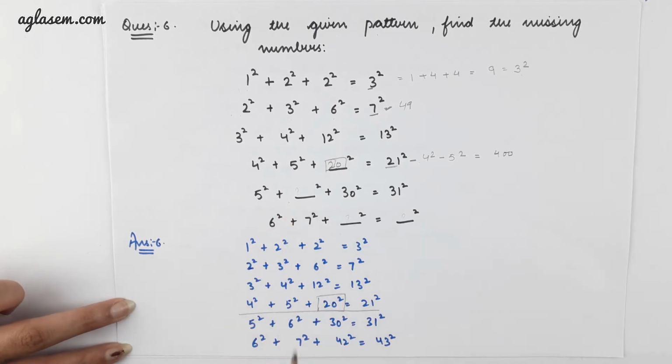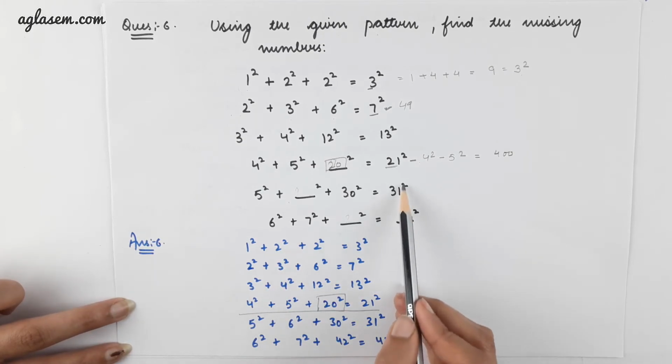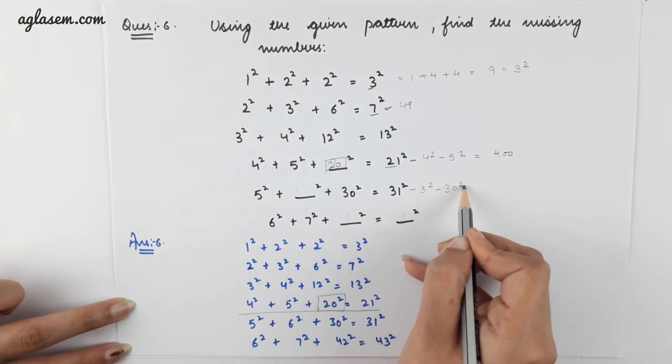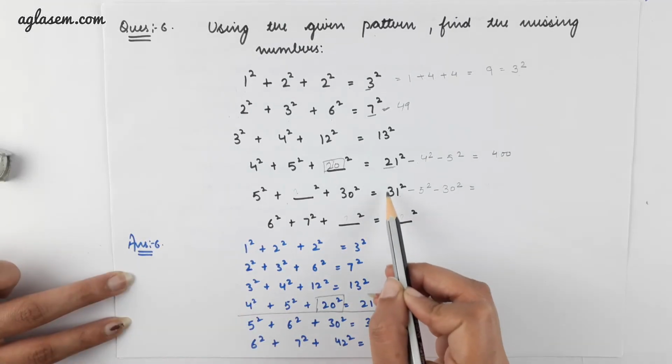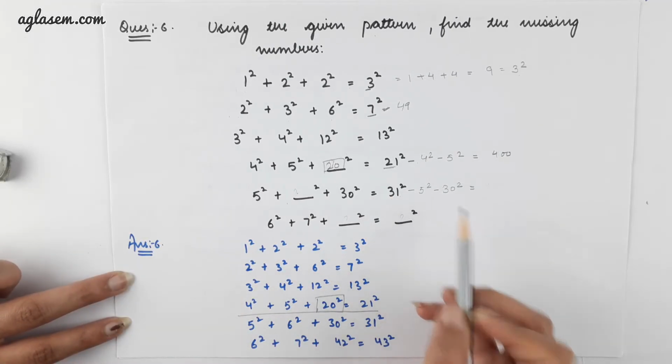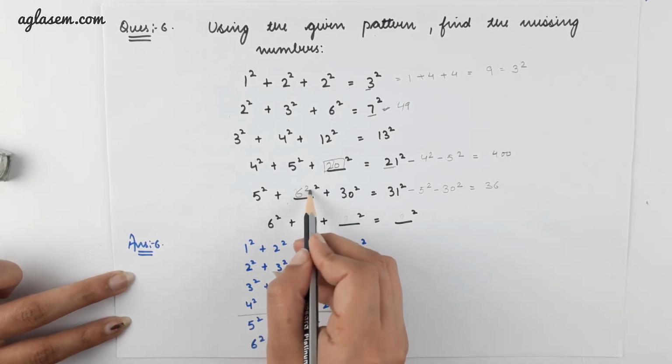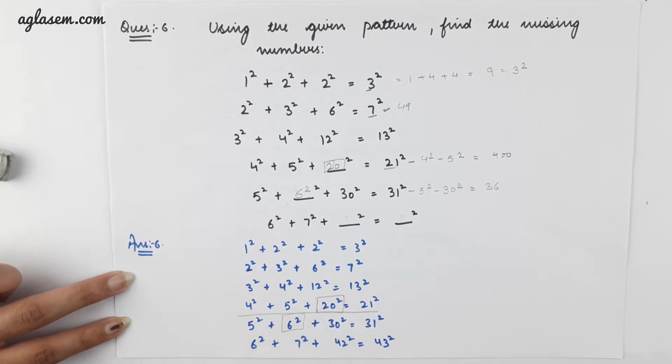Moving to the second series, we have to tell 5 square plus dash square plus 30 square is equal to 31 square. Doing the same mathematical operation here also, we can say 31 square minus 5 square minus 30 square is equal to this. By solving this equation, the resultant will come as 36, which is the square of 6. Here is your answer.